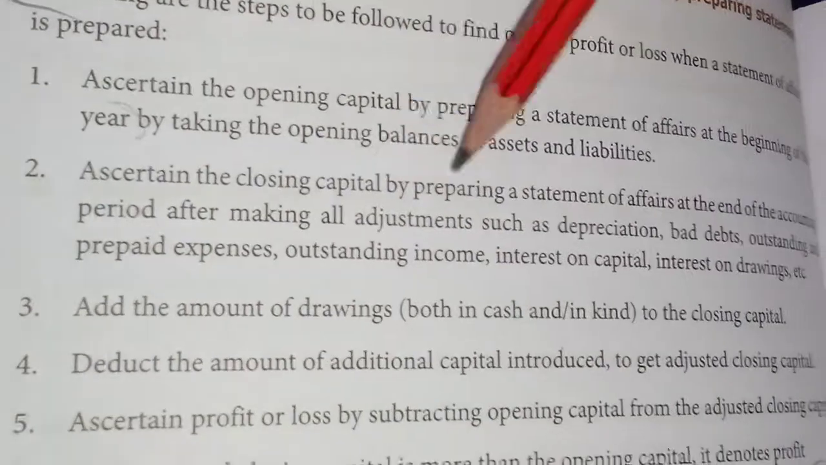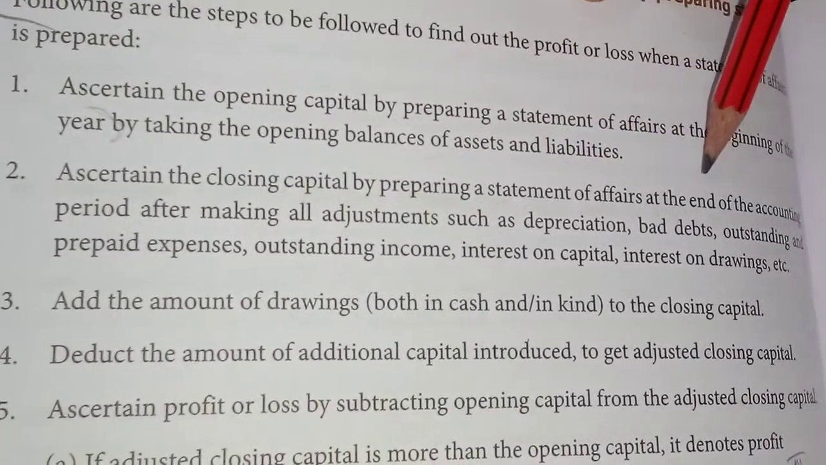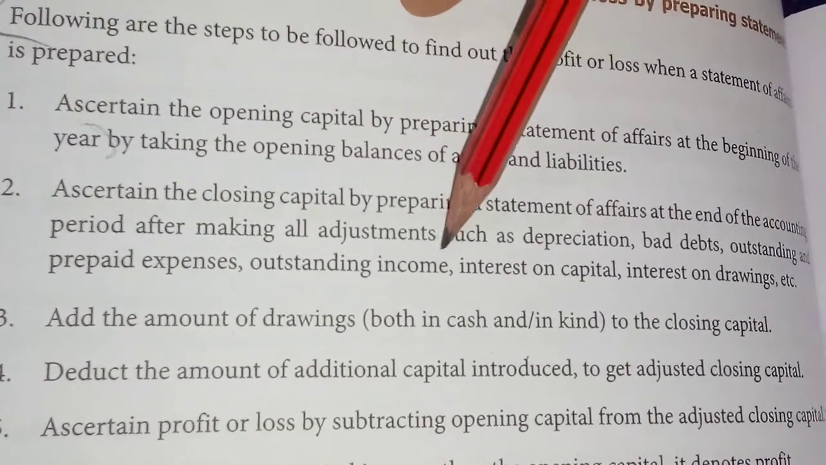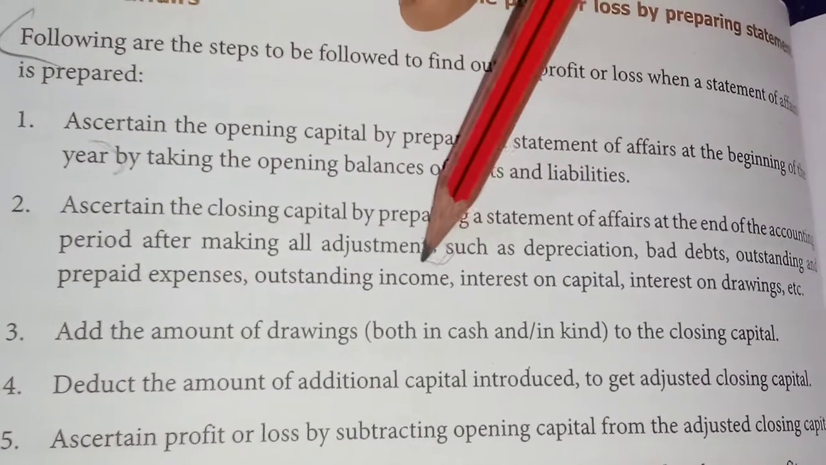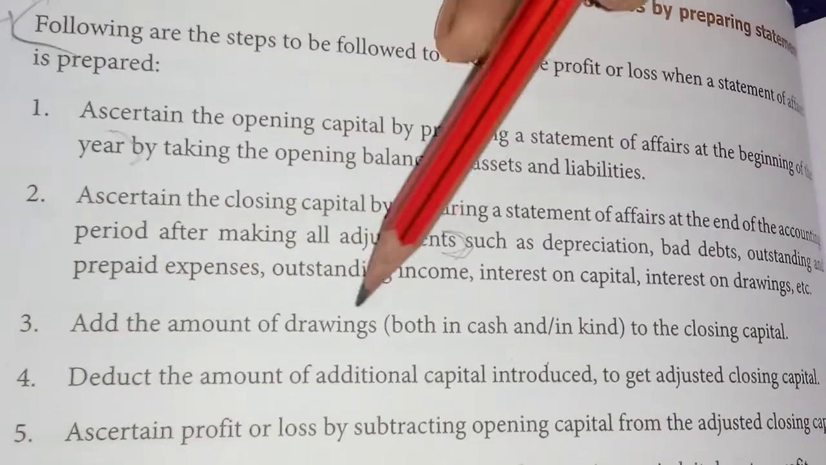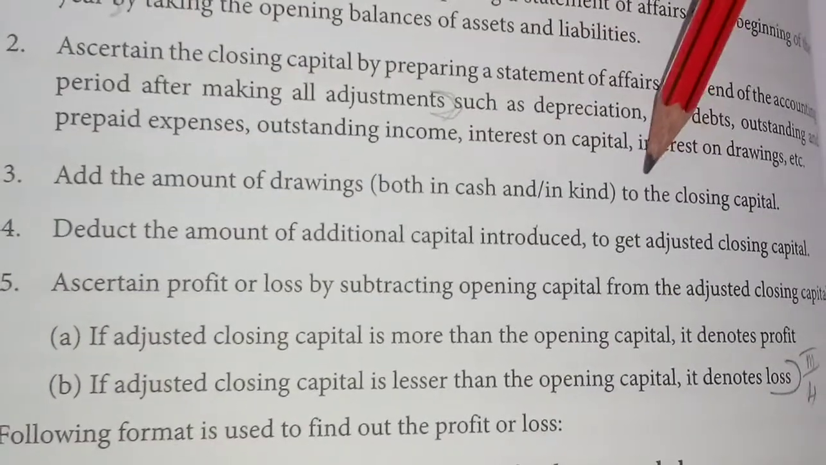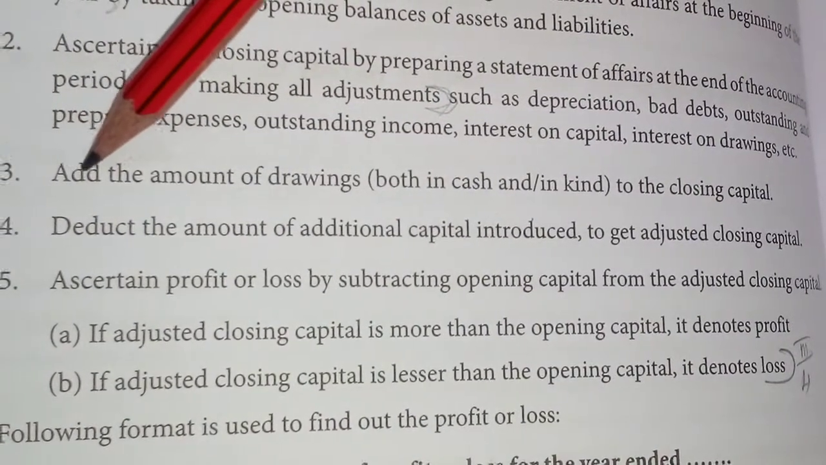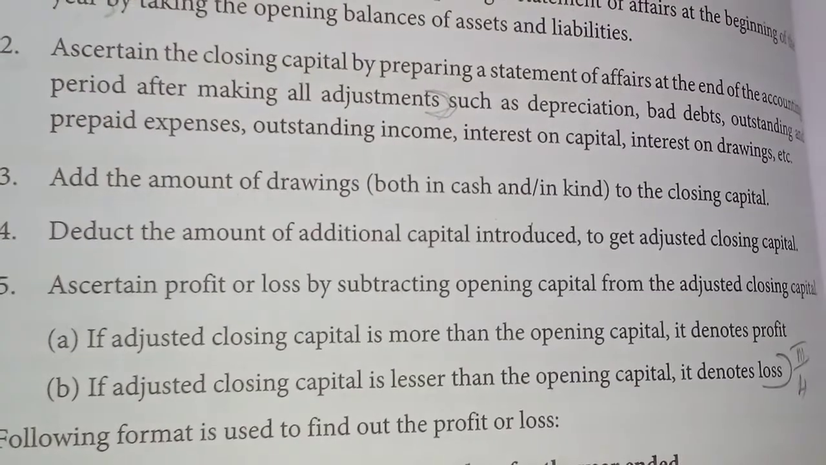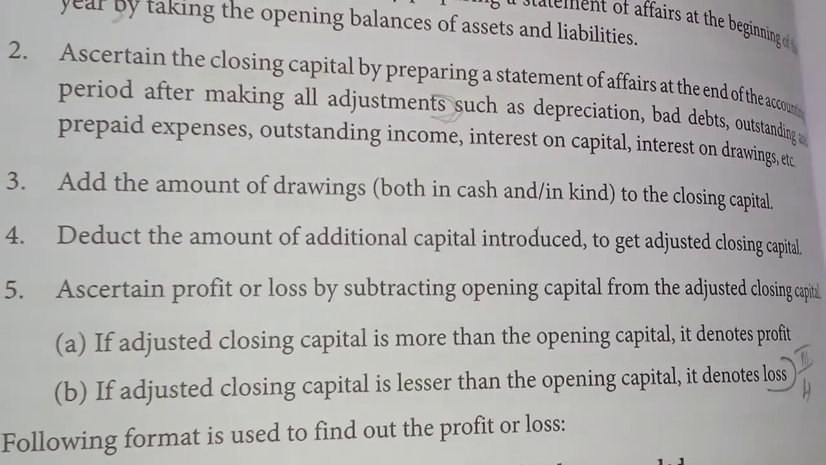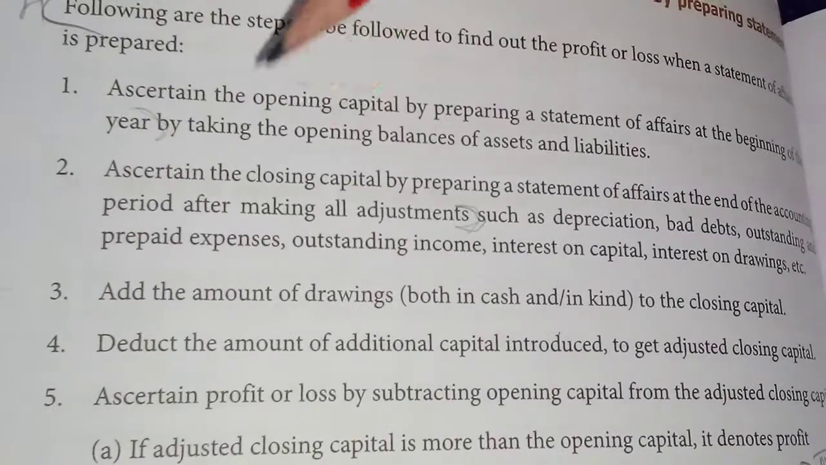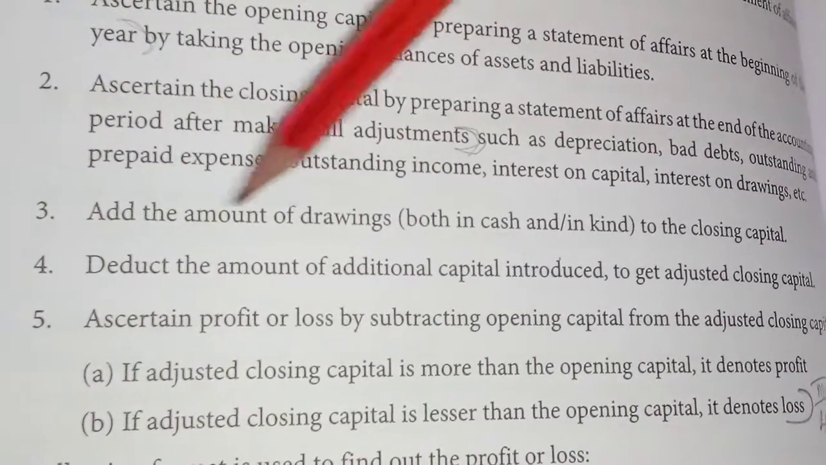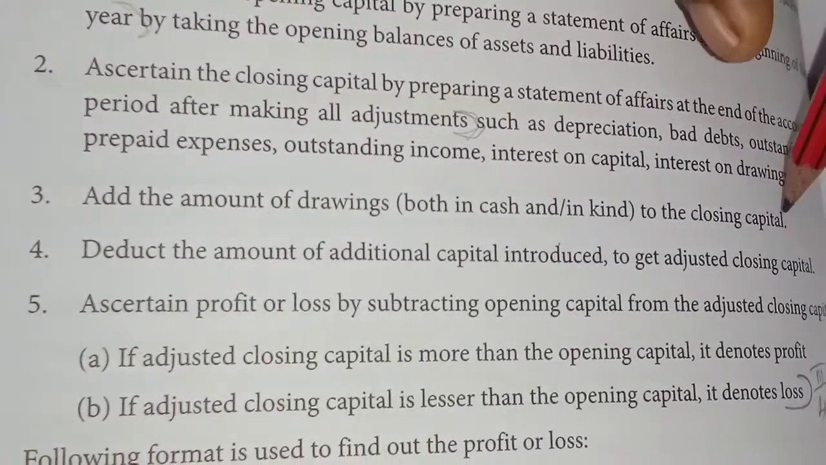Then ascertain the closing capital by preparing a statement of affairs at the end of the accounting period after making all adjustments. Then add the amount of drawings to the closing capital. That we did in the third statement of profit or loss: the opening statement of affairs in the beginning, the statement of affairs in the end.